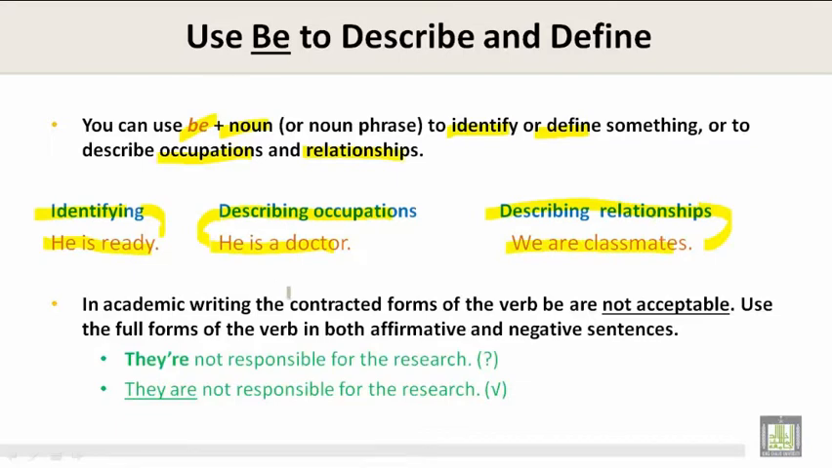In academic writing, the contracted forms of the verb be are not acceptable. Use the full forms of the verb in both affirmative and negative sentences. For example, they're not responsible for the research is the contracted form. This is unacceptable. An acceptable version would be, they are not responsible for the research. They are is the full form of the verb be.